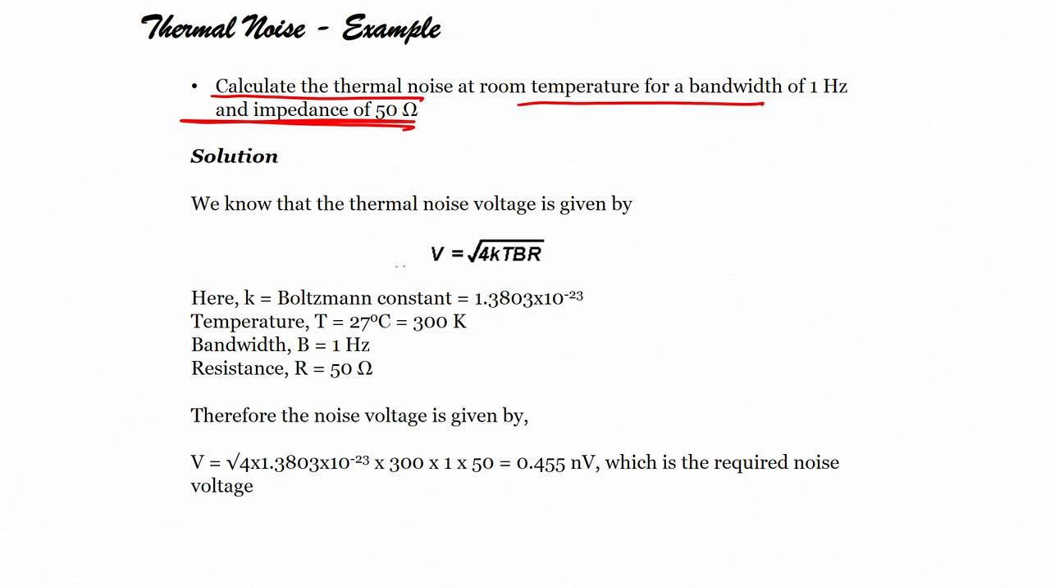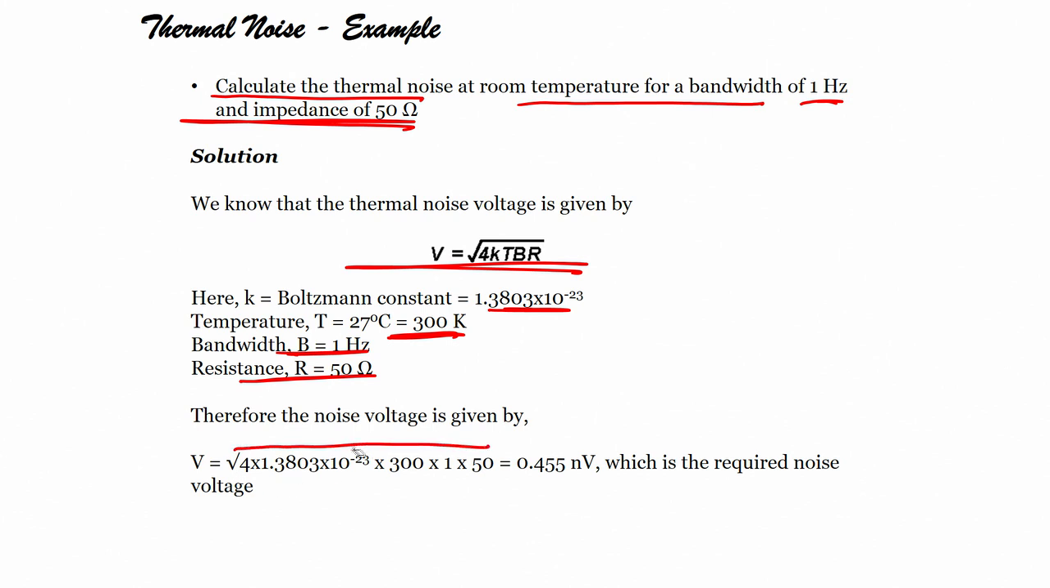We know that the thermal noise voltage is given by V equals under root of 4kTBR, where k is the Boltzmann constant, T is 300 Kelvin, B is 1 hertz, R is 50 ohms, right. This is given, 1 hertz is given, 50 ohm is given, we should know what the Boltzmann constant is. And we said room temperature we consider as 27 degrees, so 300 Kelvin.